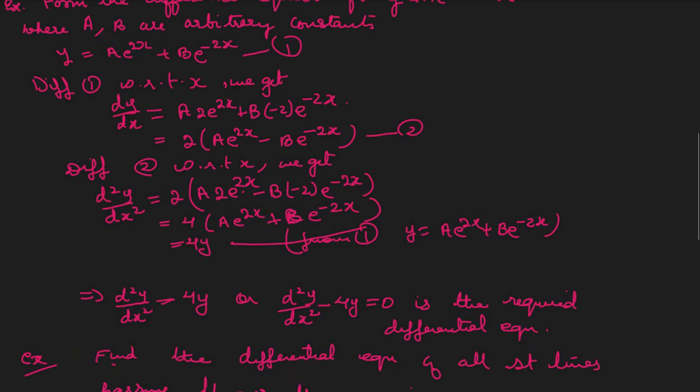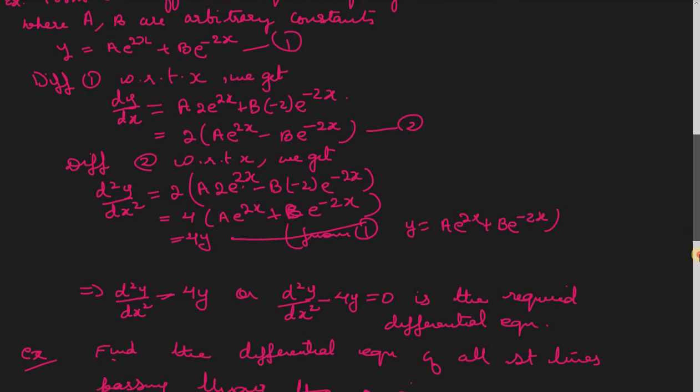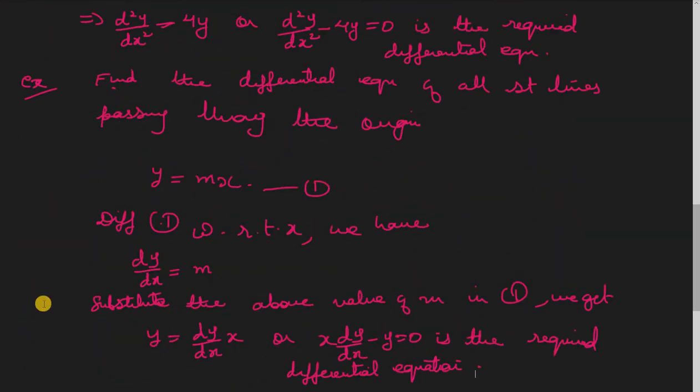Now, in the second example, since it involves only one constant term, that is m, you have to differentiate the given equation 1 once only to eliminate m. Once you differentiate it, you get dy/dx is equal to m. Substitute the value of m in the given equation for the family of curves. The equation you obtain after eliminating the constant term will be the required differential equation.